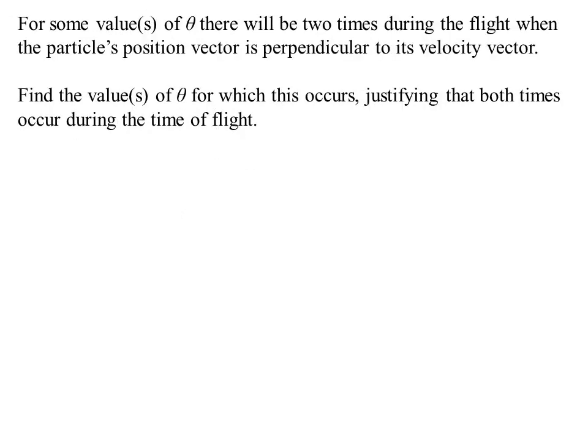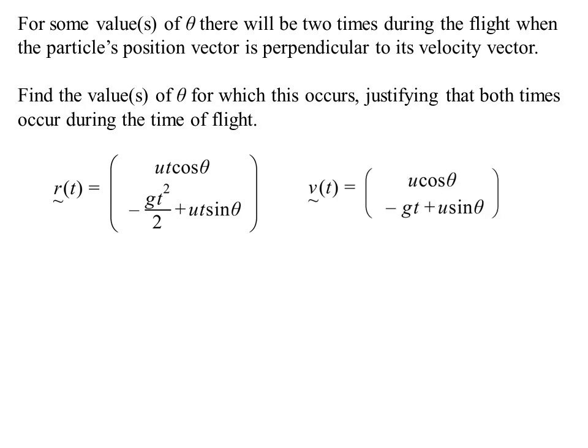For some values of theta, there will be 2 times during the flight when the particle's position vector is perpendicular to its velocity vector. Find those values of theta, justifying that both times actually occur during the time of flight. Let's see how we go. There's the displacement vector. Well, obviously I'm going to need the velocity vector here. So, differentiate, and we get u cos theta and minus g t plus u sin theta.